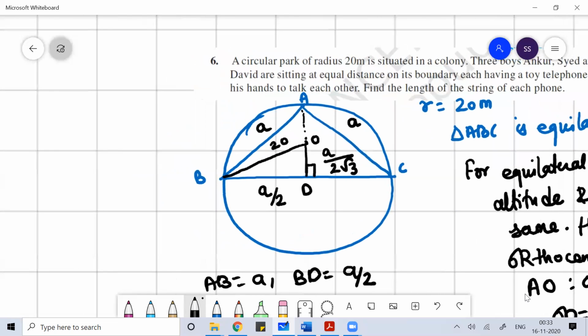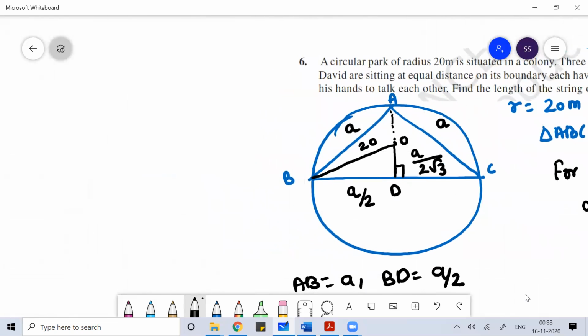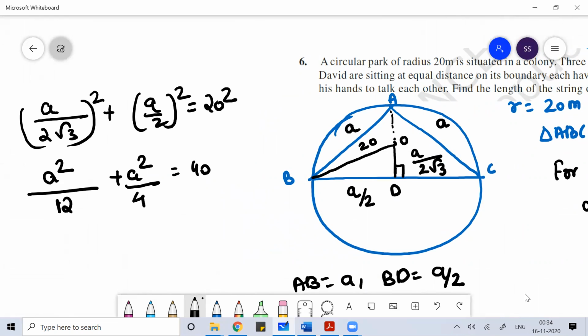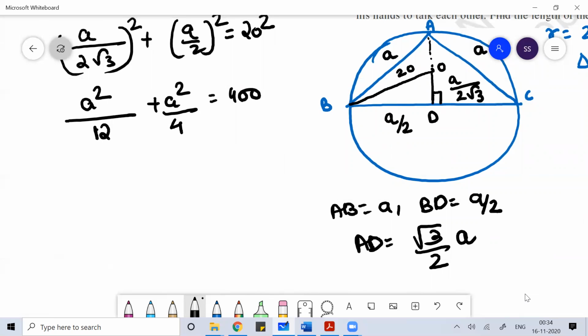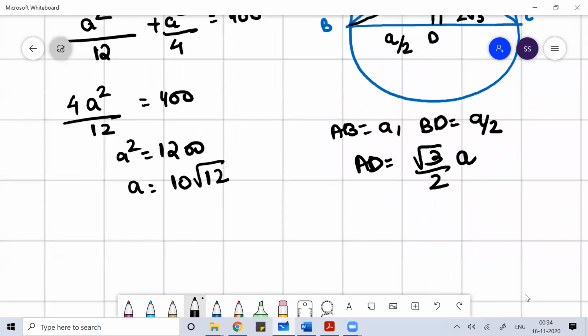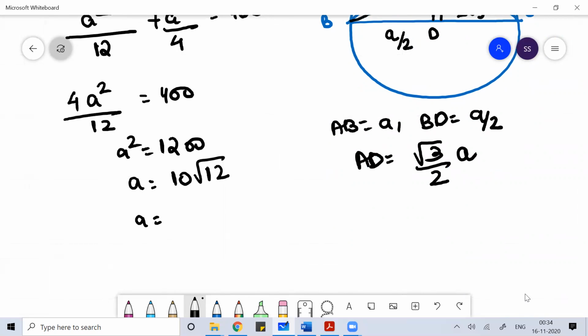Once you get this value, find the length of each string. What is the value of A? Use Pythagoras theorem. So (A by 2 root 3) square plus (A by 2) square is equal to 20 square. So this is A square by 12 plus A square by 4 is equal to 400. So A square plus 3A square, means 4A square by 12, is equal to 400. So A square is equal to 1200, A is equal to root 1200, which is 20 root 3. This is the value of A.